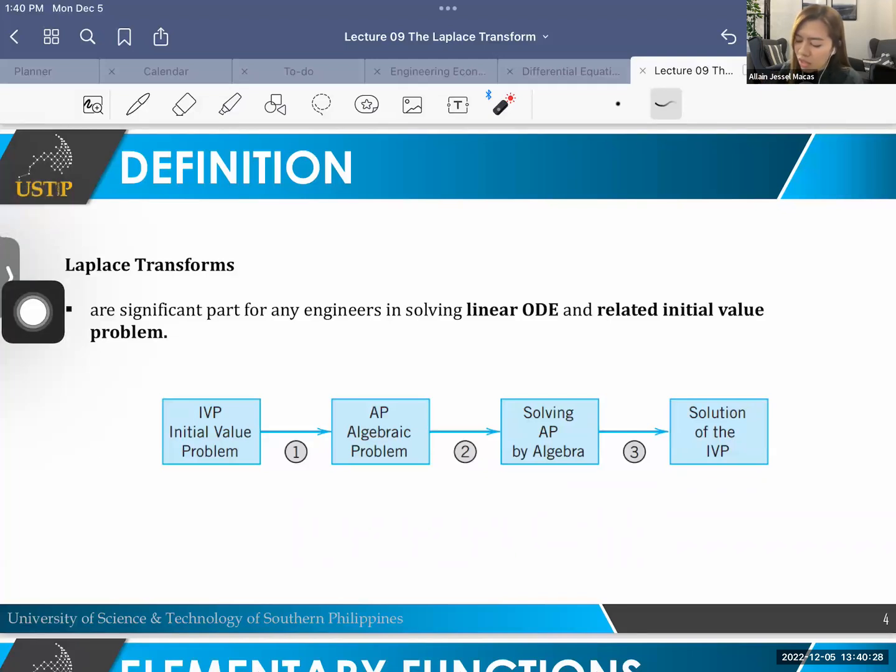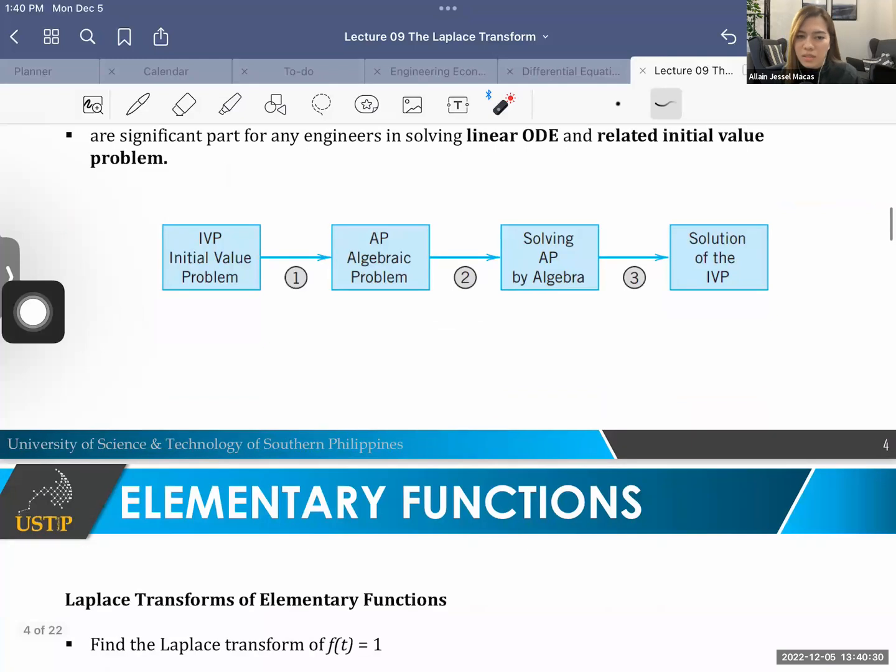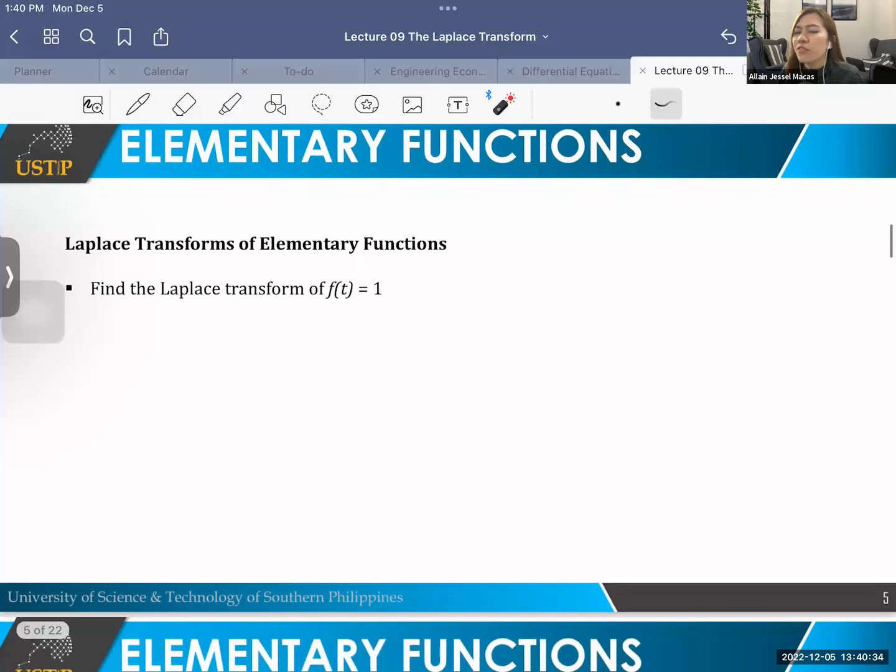Okay, today we will look at how to solve for the Laplace transforms of elementary functions. When you say elementary functions, those are sine, cosine, x, exponential, polynomial, okay? We're on the most basic elementary functions. So we want to find the Laplace transform of the simplest case: our f of t is equal to 1. What if it's just a constant, and that constant is 1? How are we going to solve for the Laplace transform?